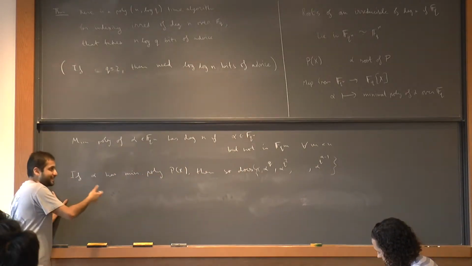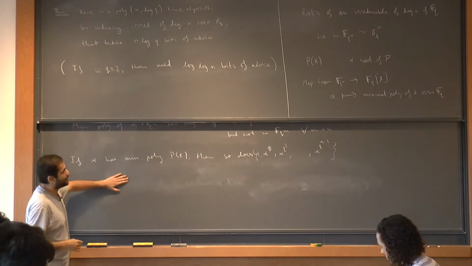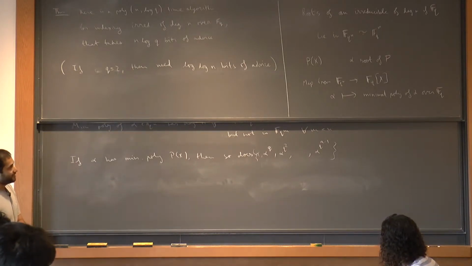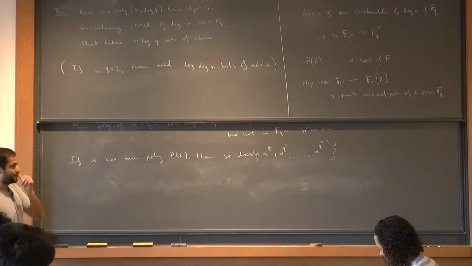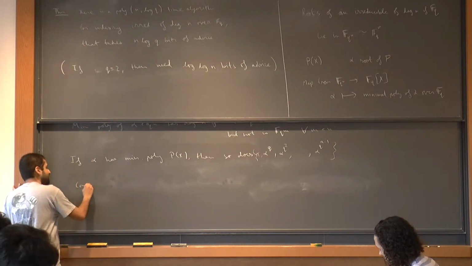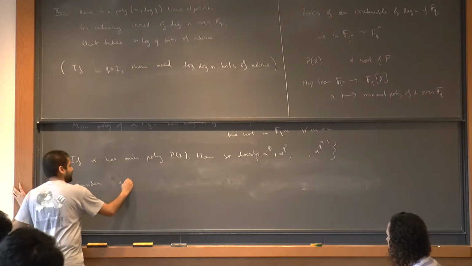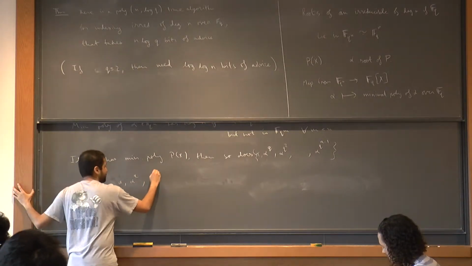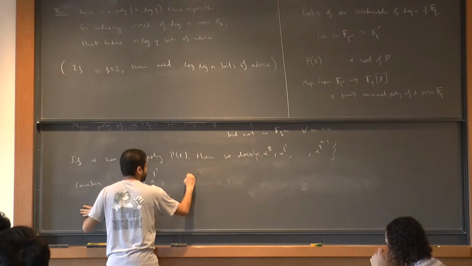So I'll do some steps a bit non-deterministically, but then it will be clear what the combinatorial problem is. Okay, so consider alpha to the q, alpha to the q squared, etc., up to alpha to the q to the n minus 1.